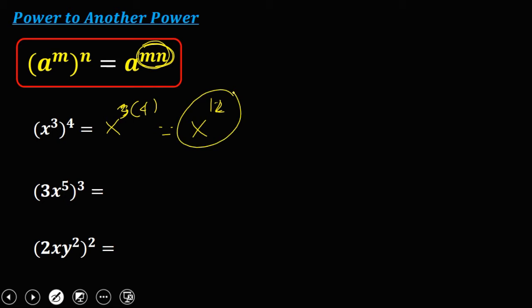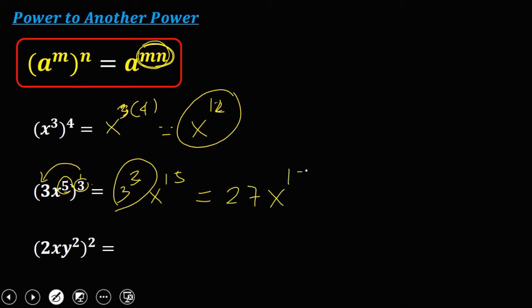So for this given, distribute first the exponent. That's 3 cubed. Then power to another power, so multiply 3 times 5. So x to the power 15. Then simplify this 3 to the power 3. That's 27 x to the power 15. And this one is the final answer.